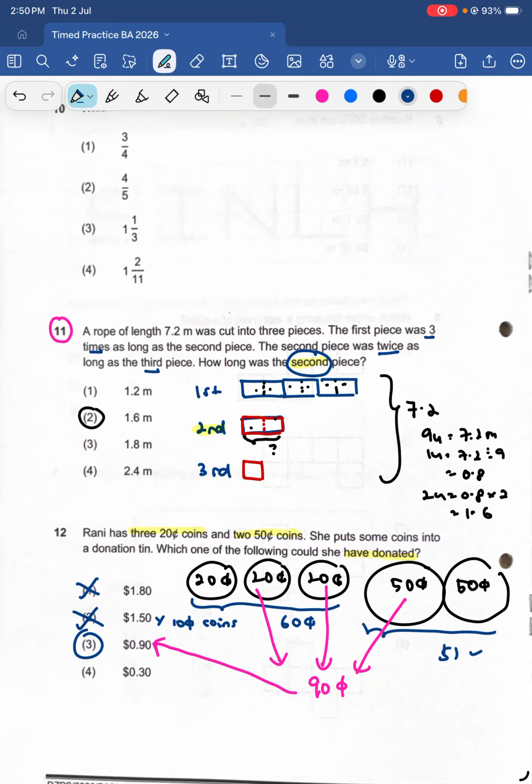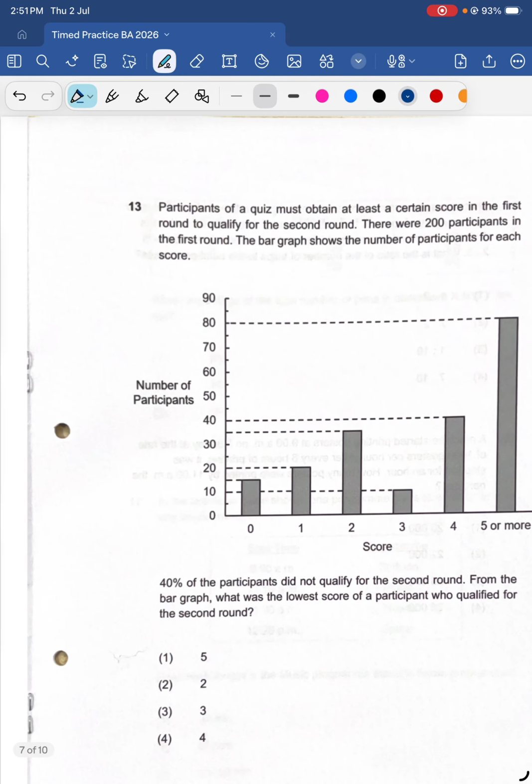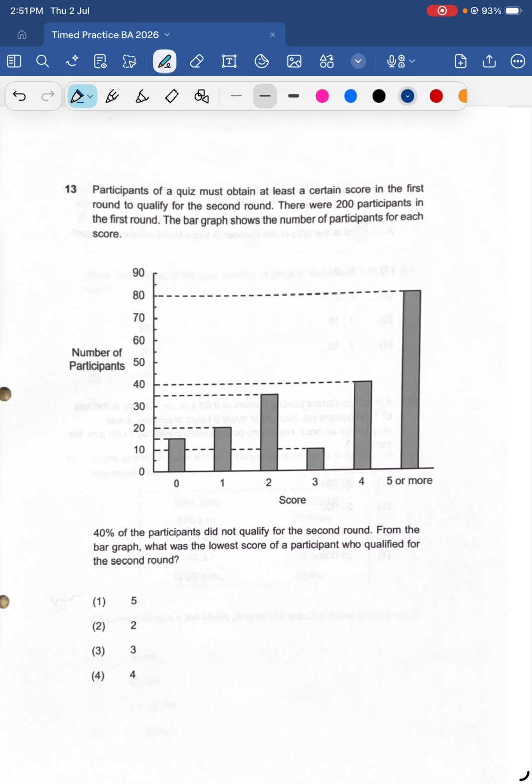However, option 4, 30 cents, is it possible? Not possible. Same reason, because we do not have any 10-cent coins. Okay, so the answer for this is option 3. Answer for 11 is option 2. Let us take a look at question 13.